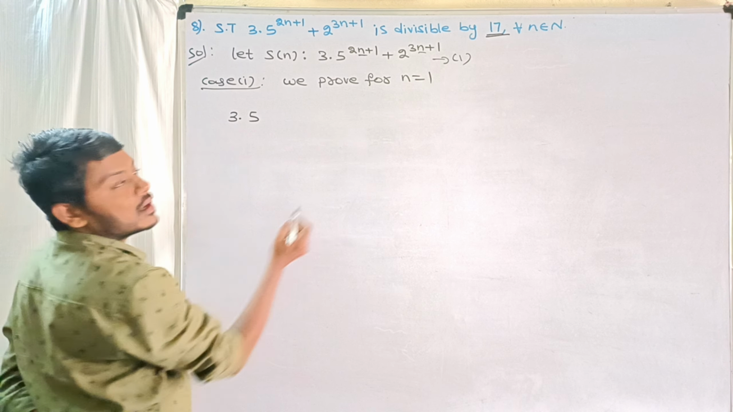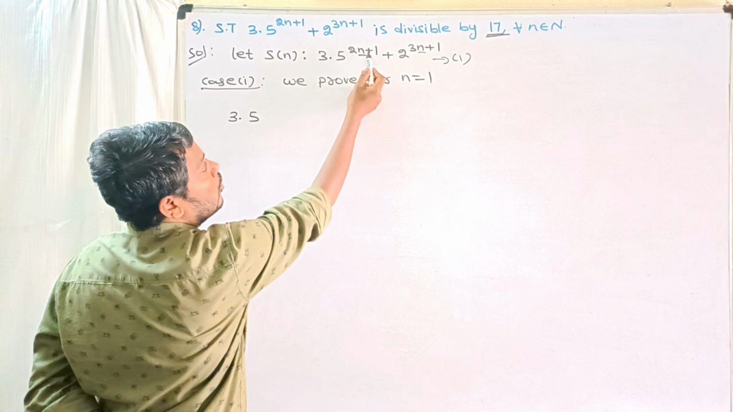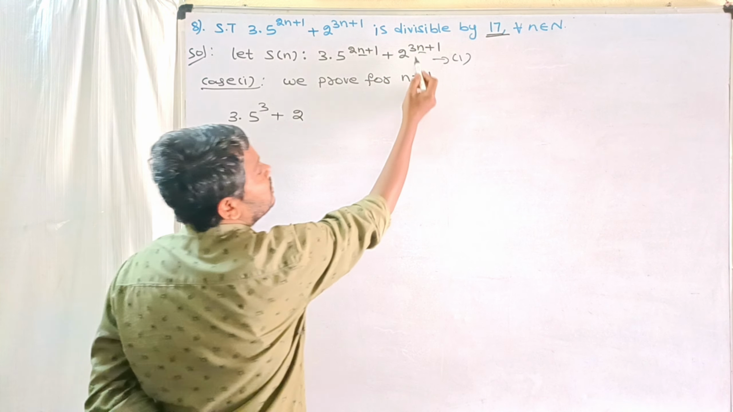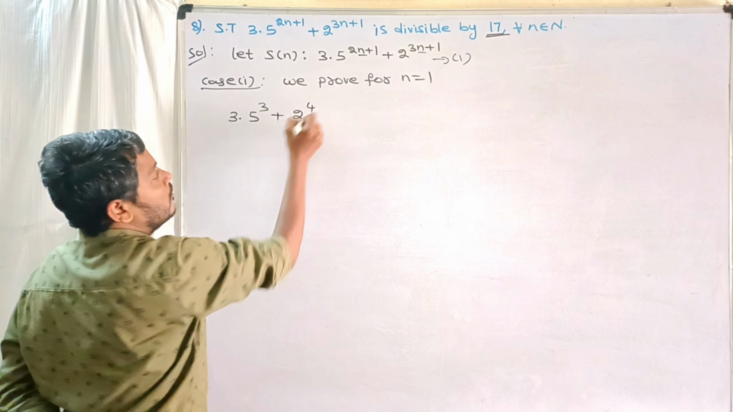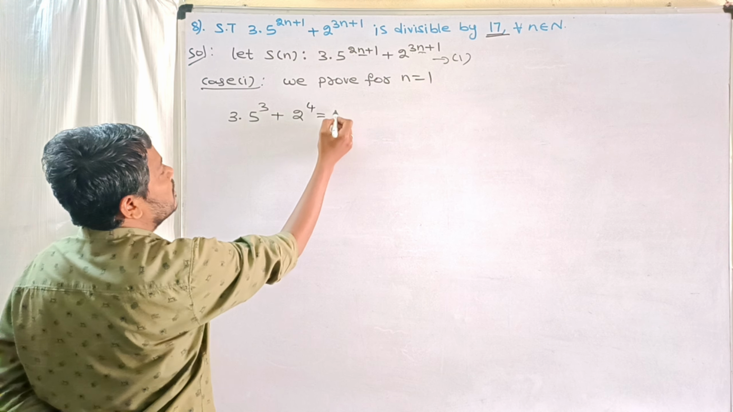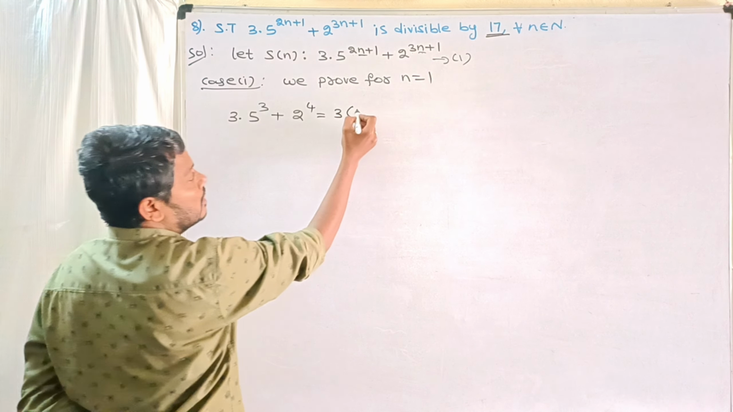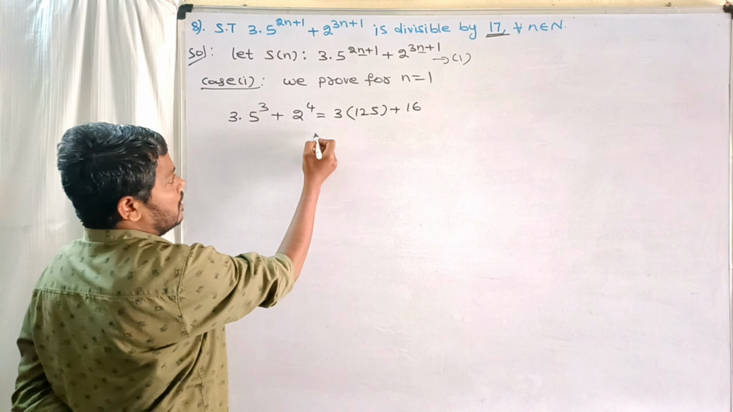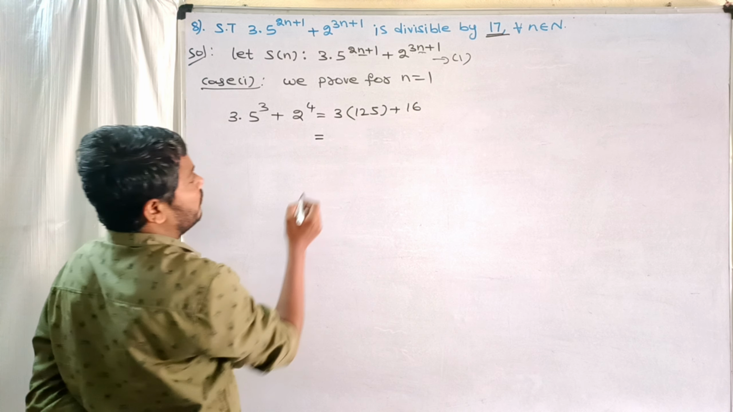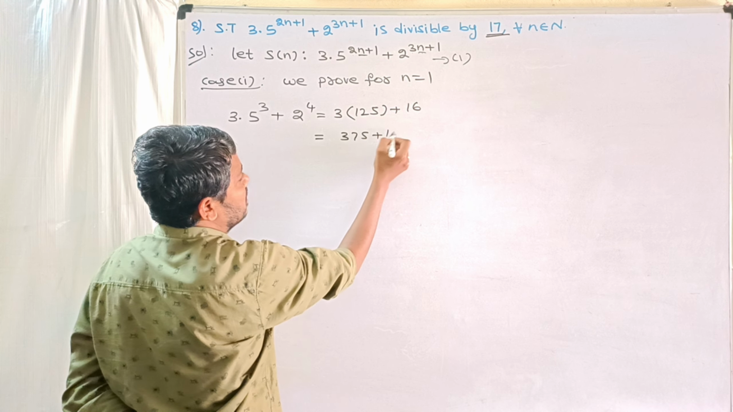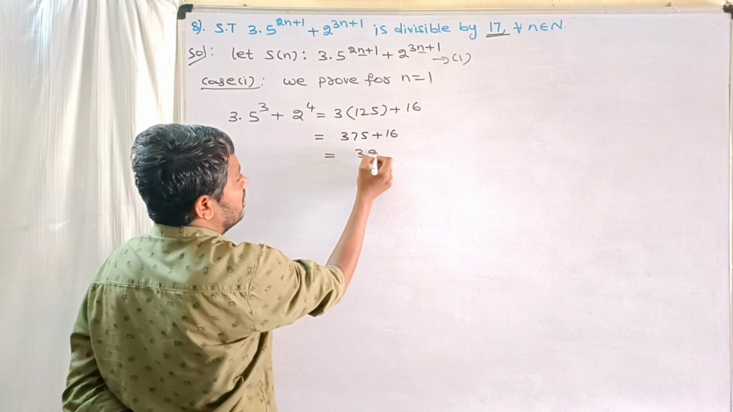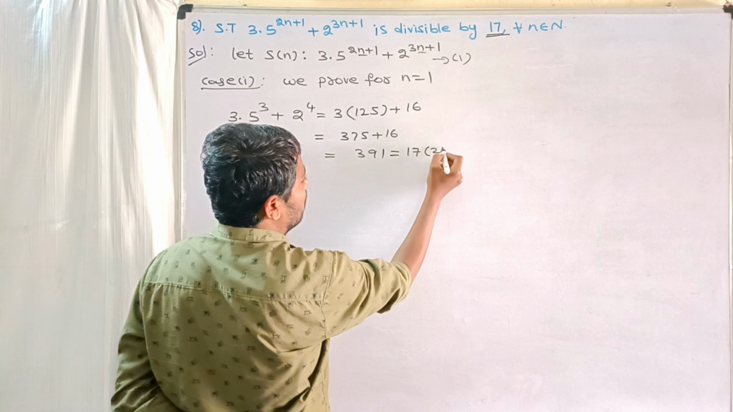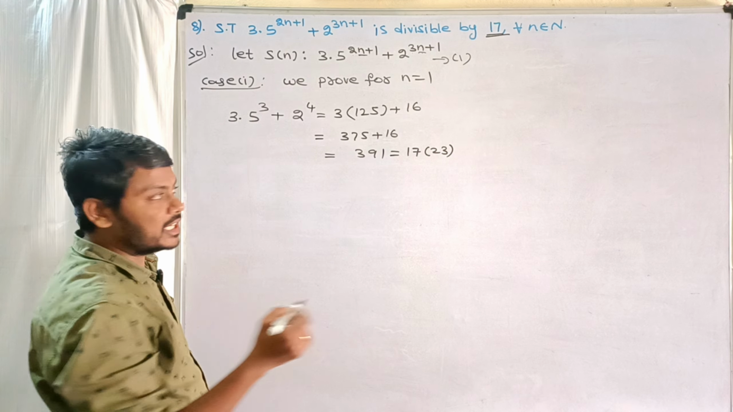3 into 5 power 2 into 1, 2 plus 1, that is 3, plus 2 power 3 into 1, 3 plus 1, 4. So which is what? 3 into 5 power 3, that is 125, plus 2 power 4, 16. So here which is 3 into 125, that is 375 plus 16. So clearly which is what? 391. And how to write 391? 17 into 23.